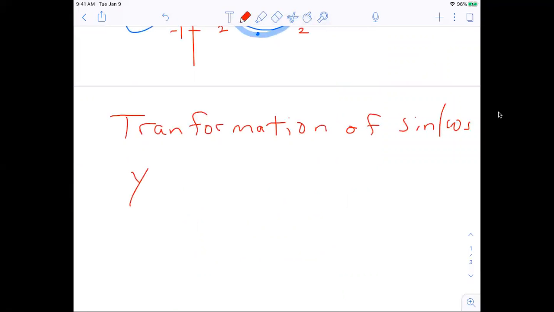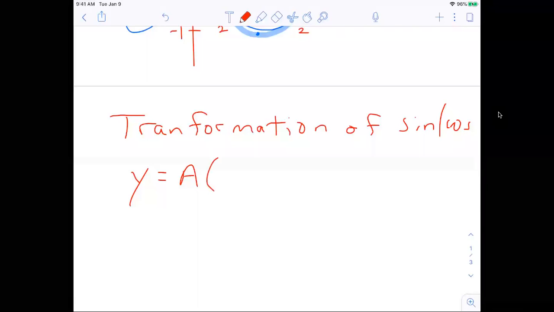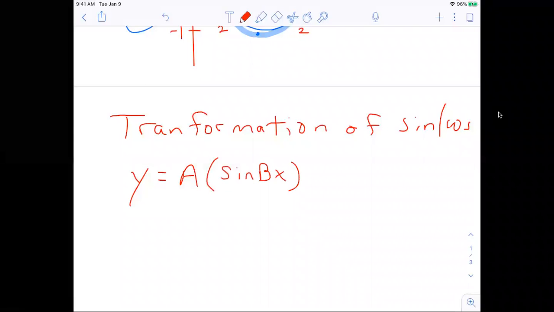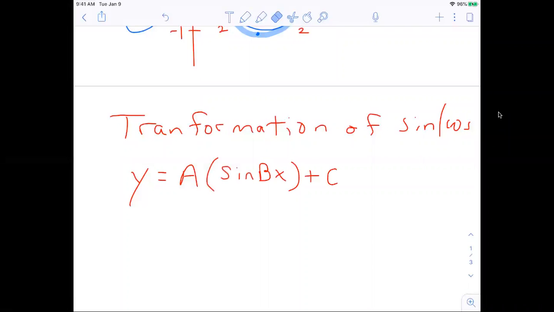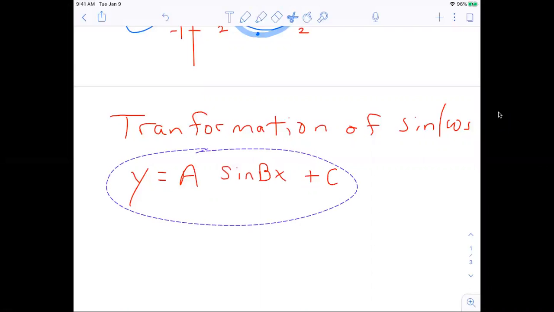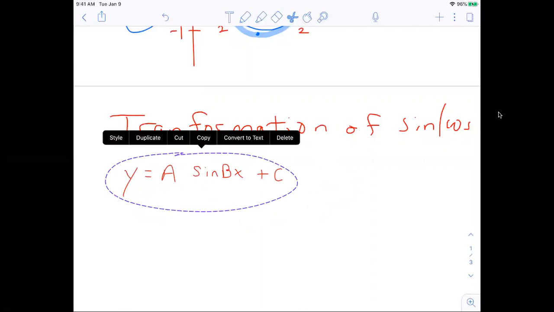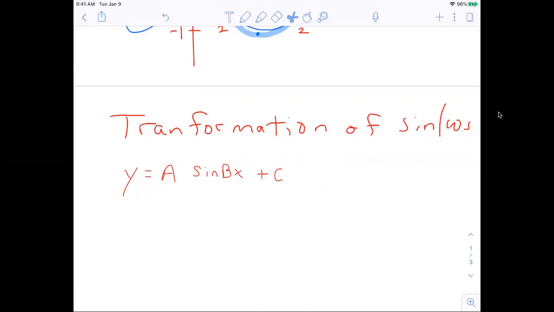I'm going to give you this equation. Y equals A parentheses sine of bx and then plus c. So sometimes the parentheses is written, sometimes it's not. So I just kind of like to show you it both ways, just in case you were to look at a different resource.